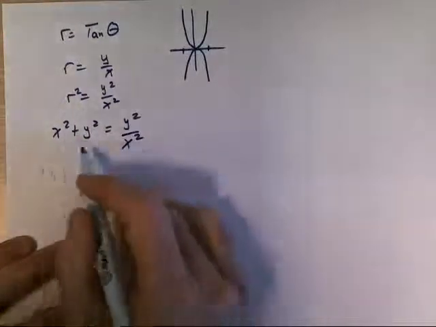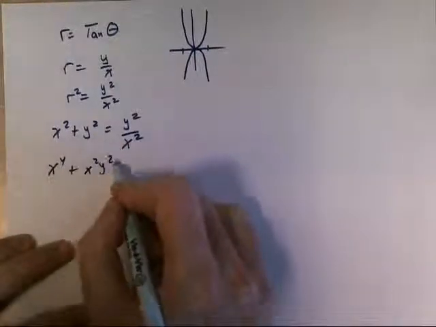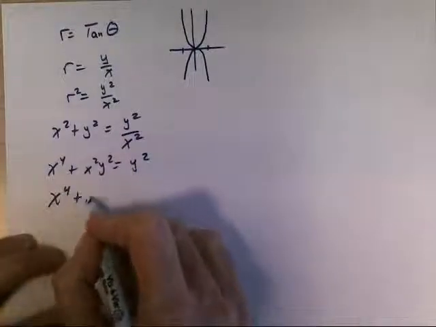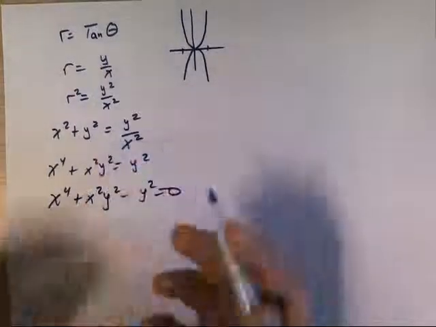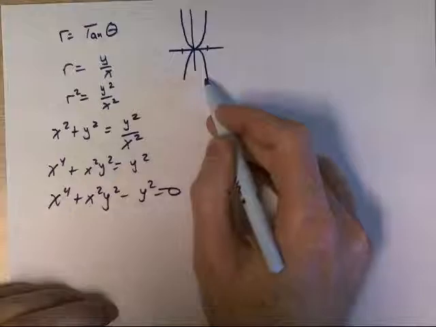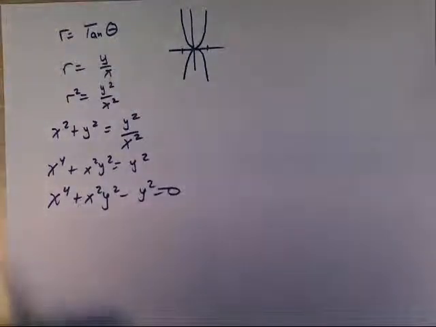Or if you even multiply it out, so you got x to the fourth plus x squared y squared equals y squared, and then subtract. X to the fourth plus x squared y squared minus y squared equals 0. I mean, any one of these equations is an equation that describes this thing in x's and y's. I kind of like this one. It's a little easier to deal with, right?